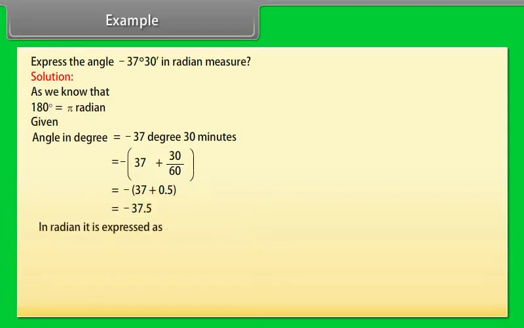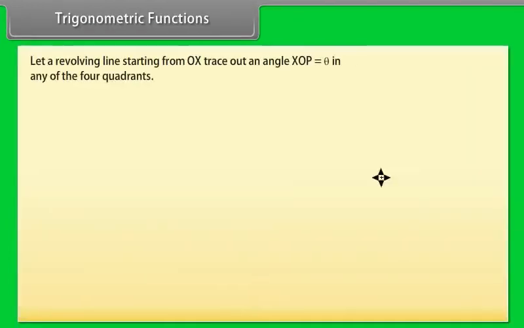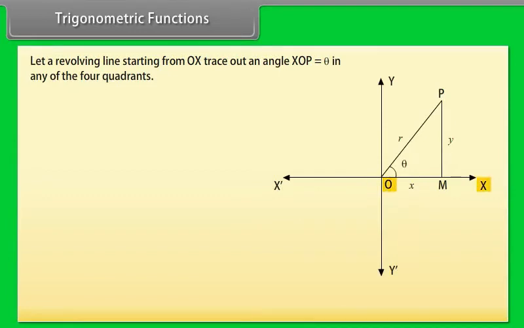In radian, it is expressed as 1 degree is equal to pi by 180 radian. Minus 37.5 degrees is equal to minus pi by 180 into 37.5 radian, which is equal to minus pi by 24 radian. Trigonometric functions. Let a revolving line starting from OX trace out an angle XOP equal to theta in any of the four quadrants.